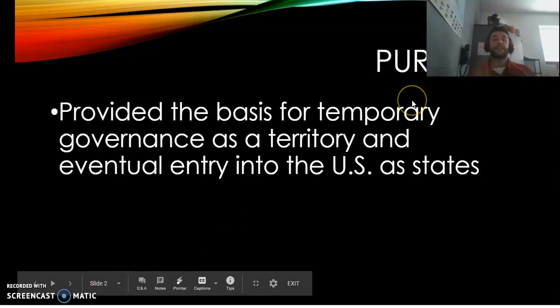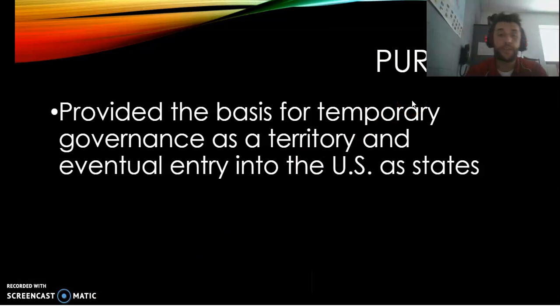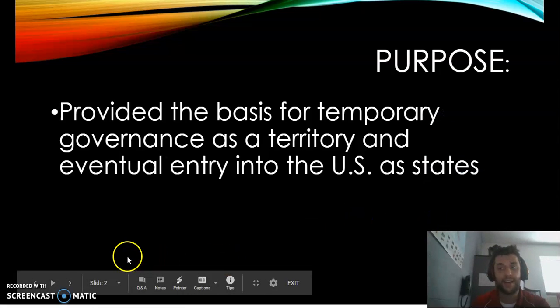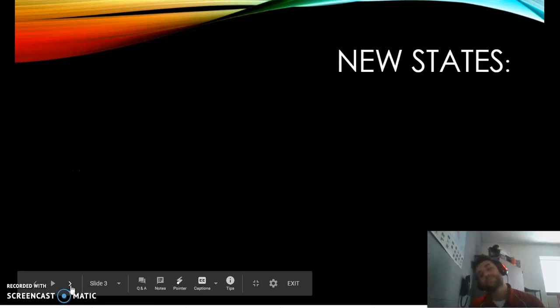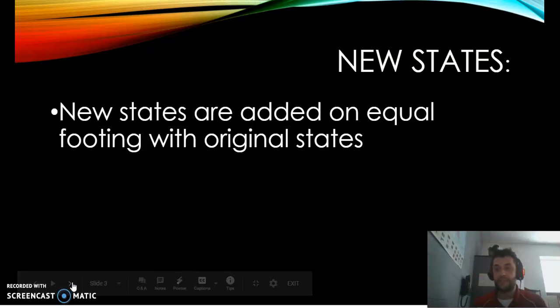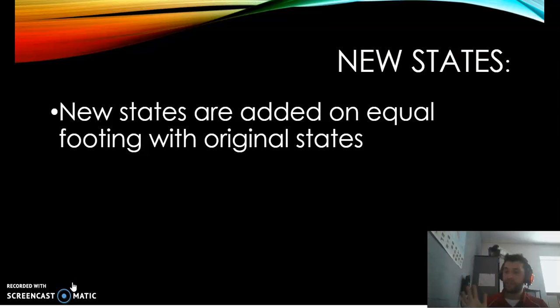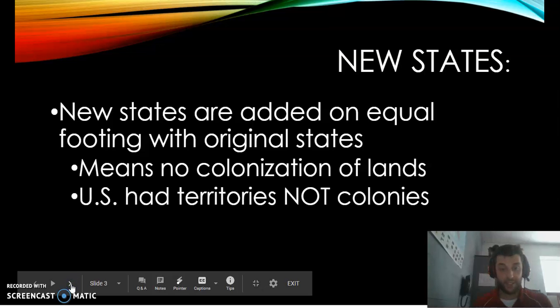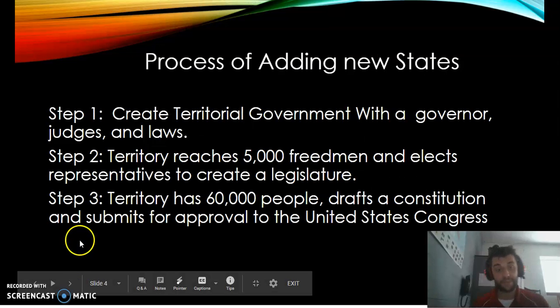So, again, one of the purposes of the Northwest Territory was to provide temporary governance as a territory and eventually organize entry into the U.S. as a state. Huzzah! Ohio, Indiana, Illinois, Minnesota, Wisconsin, Michigan, all eventually entered the United States from the original Northwest Territory. So new states are added on an equal footing with original states. The original 13 states are not any more special than here in Ohio. It means no colonization of lands. The U.S. had territories, not colonies.